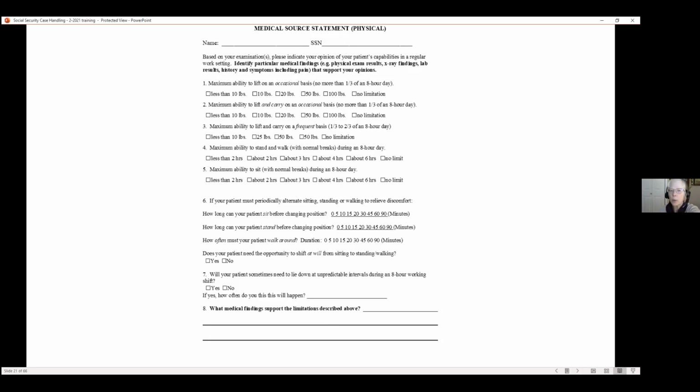If they don't fill that out, what you do is you argue that whatever the doctor said is supported by the doctor's records, where the doctor has findings that support whatever the doctor says here.